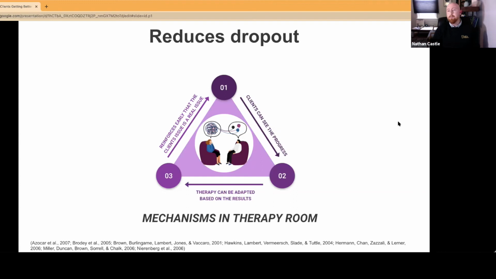Also, the therapy can be adapted based on the results. So suddenly, clients getting better, worse, or staying the same isn't so much of an issue because we know what's happening and we can adapt. And lastly, it reinforces pretty early on for those clients that are coming in and not too sure if this is a valid issue or if it's a real issue, being able to show them that they're in some kind of, say, clinical range or elevated with their distress. It's a way to validate them on what's happening.